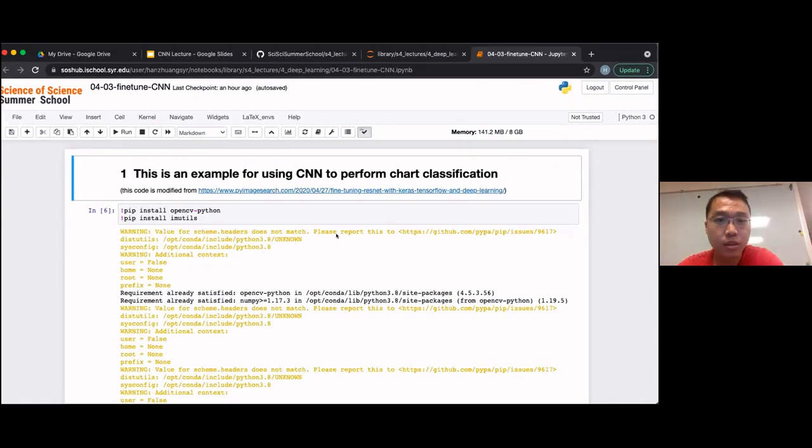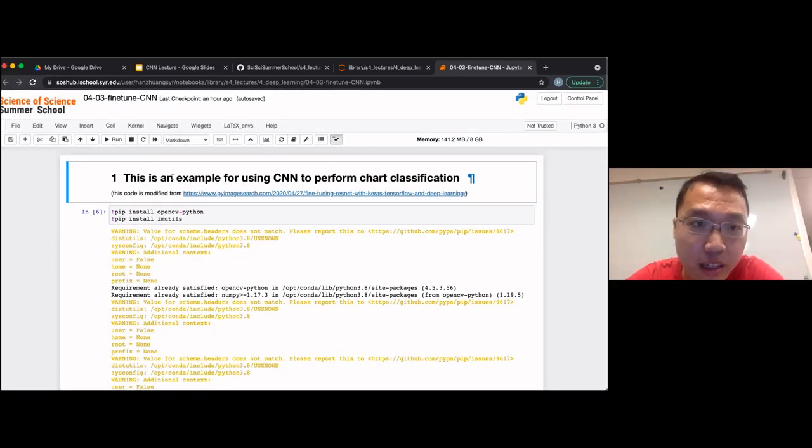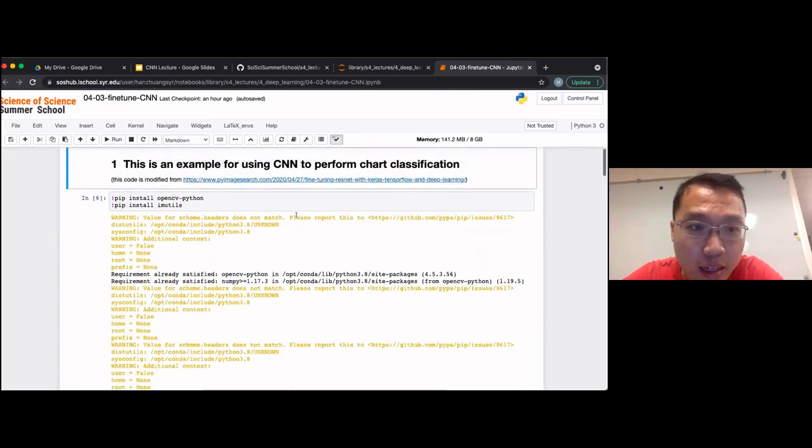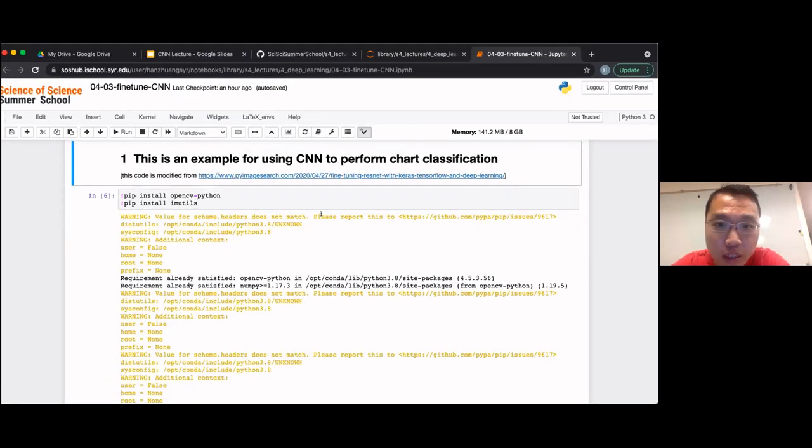This is the code that I use to perform chart classification. At the beginning, I didn't know how to do it, and I learned from this website and modified this code for this problem. Here, I didn't train the model from scratch. I fine-tuned a convolutional network called ResNet. It's a strong model that can do well in image classification.